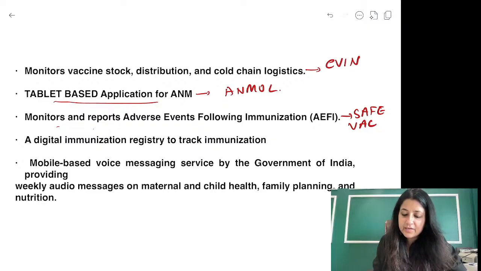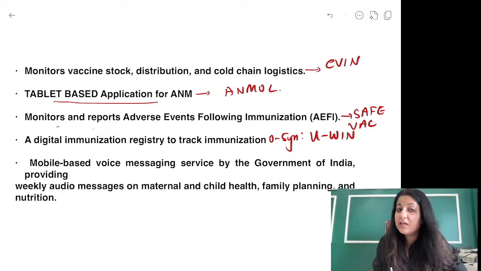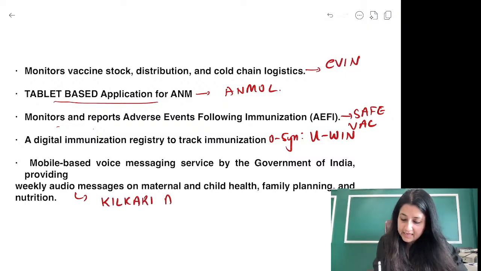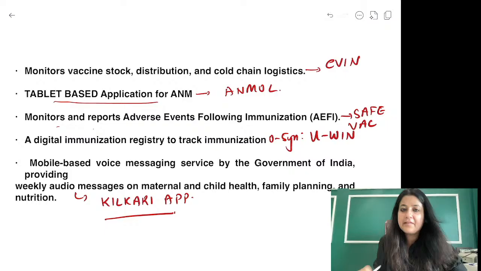Digital immunization registry to track immunization of 0 to 5 years old. This is UWIN. And mobile-based voice message service by Government of India, providing weekly audio messages on maternal and child health, family planning and nutrition. This is which app? This is the Kilkari app.